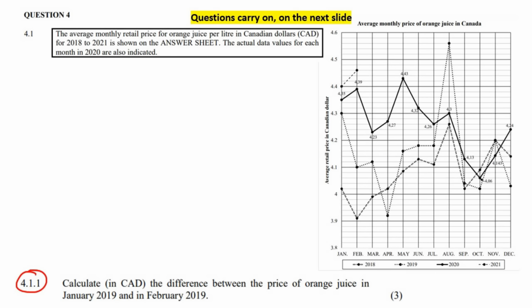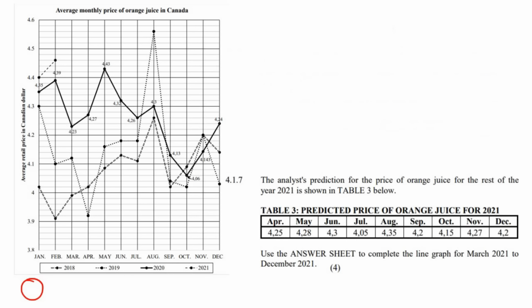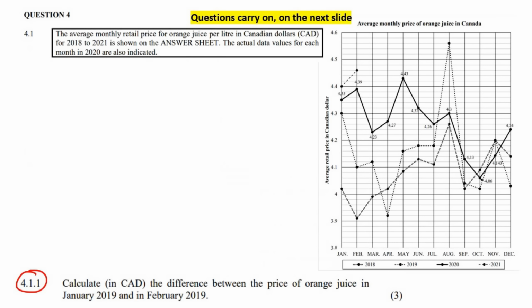So here's the first question. Then there's a second part, a third part, a fourth part, a fifth part, a sixth part, and then there's a last question. Okay, so this is quite a long question that we're going to be doing. So this first one says that the average monthly retail price for orange juice per liter in Canadian dollars between 2018 to 2021 is shown on the answer sheet. This is it over here. So let's just see what they're talking about here.